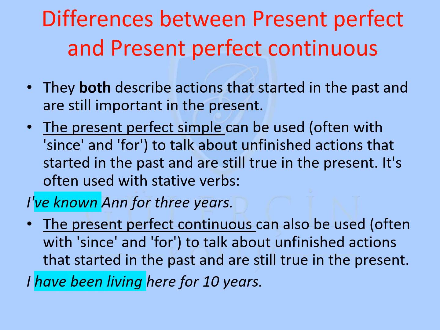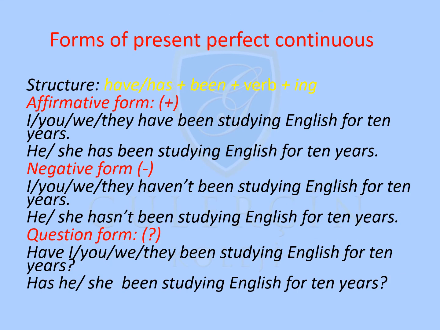The present perfect continuous can also be used, often with since and for, to talk about unfinished actions that started in the past and are still true in the present. Example: I've been living here for 10 years. Let's see how it is formed and which are the 3 forms of present perfect continuous. The structure will be like this: have or has, plus been, plus the verb and ing.